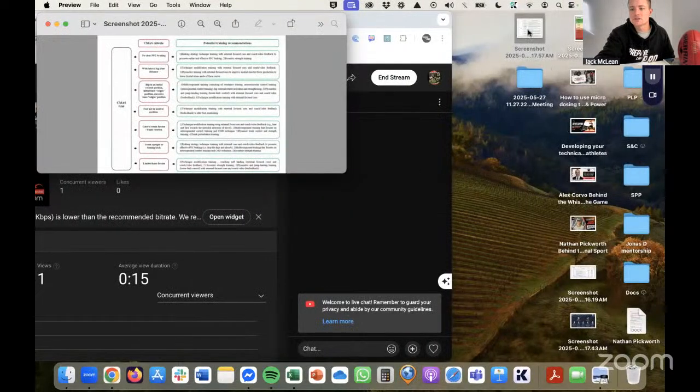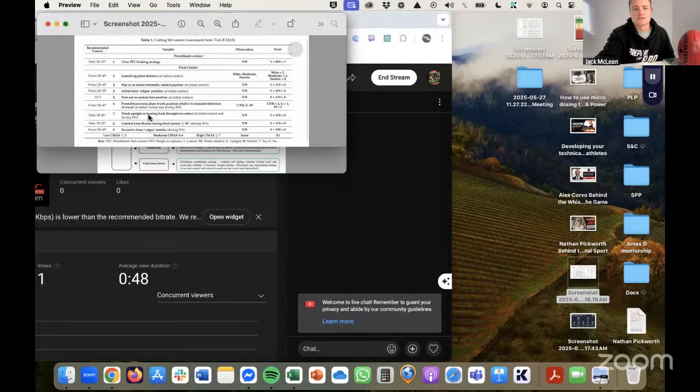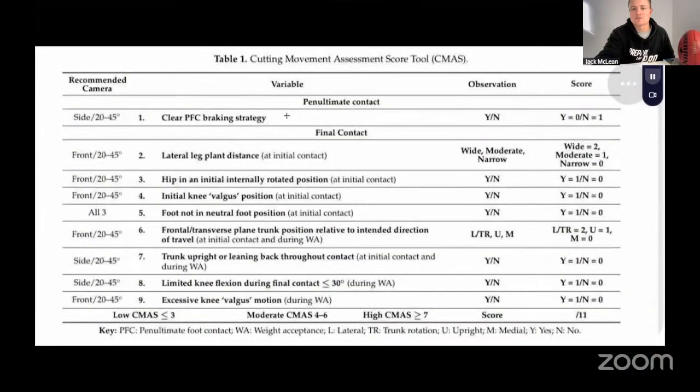And then last screenshot to share is this one here, which is also a point system that Tom's put together for the cutting movement assessment score, the CMAS, and it's similar to Chris's in that it's yes, if you're seeing that default, like lateral leg plant distance is too wide, they'll get 2 points. If it's moderate, it's 1, and if it's narrow, they get 0. So if it's quite close to their hip, it's 0. So you can rank that and then ultimately look at areas that you need to focus on with that athlete.